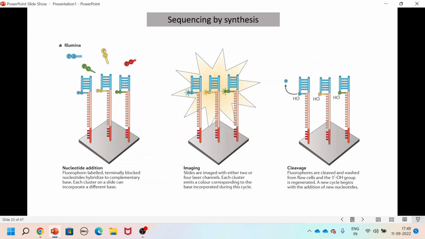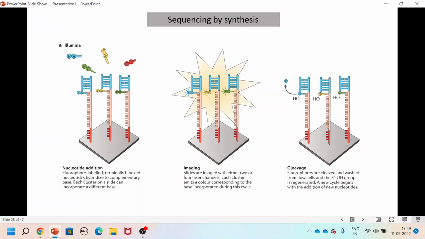The next is sequencing by synthesis, which is used by the Illumina platform. Sequencing by synthesis involves 3 basic steps. Firstly, nucleotide addition. Second is imaging. And after this, it also involves cleavage, where we cleave the fluorophore. After the cleavage of the fluorophore, the 3' OH will be available for the binding of further nucleotides.